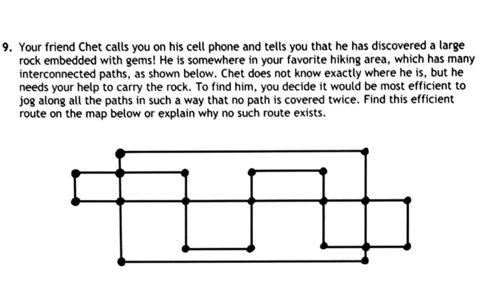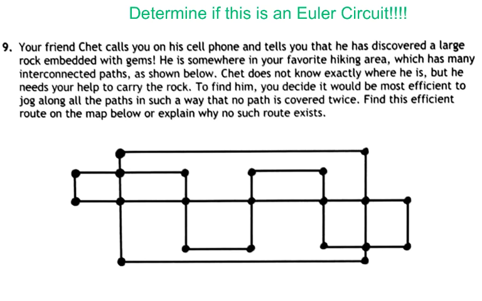So for question 9, we got to help Chet, and we need the most efficient route, which means we want to cover each edge exactly once. This means we have to determine if it's an Euler circuit. And again, we'll know that by checking the degree of each vertex and finding a similar characteristic between the graphs we started with in question 3 and this graph, which looks a little more complicated.